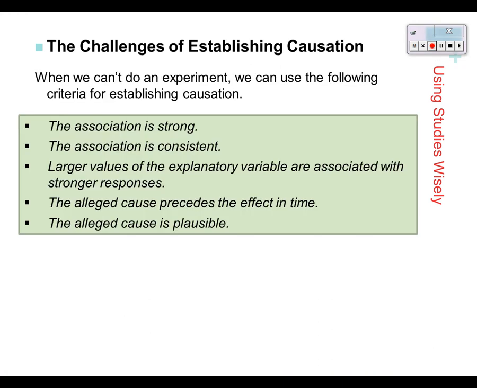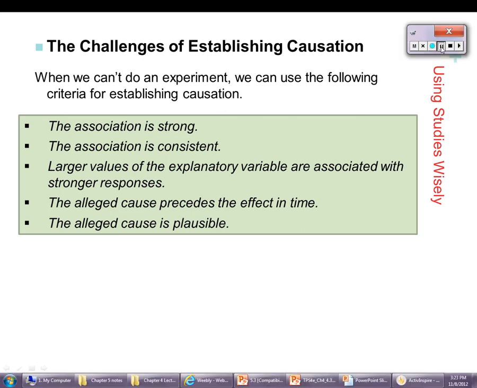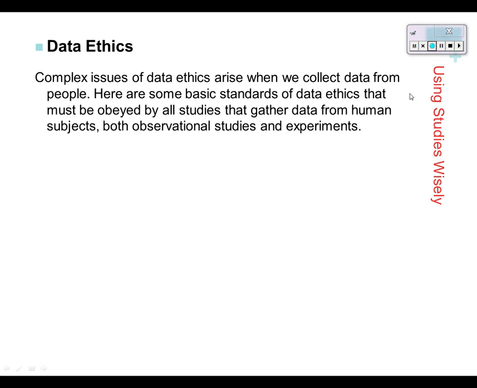If not performing an experiment, here are a few different things to note for trying to establish causation. Just a few key bullet points. If we do have a strong association, it may be possible to establish causation. Or if the association is consistent. And just a few more for you. We talked in class about the ethics and morality of running experiments on people. Here are a few guidelines to think of.